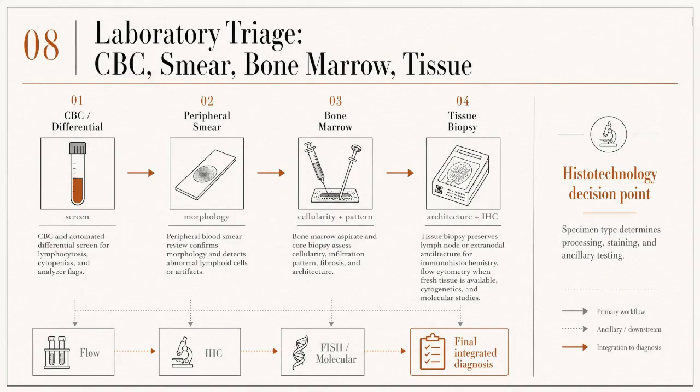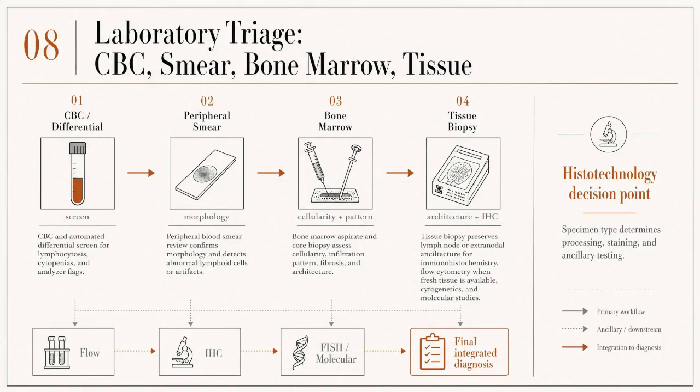For example, smudge cells, fragile lymphocytes disrupted during smear preparation, are characteristic of chronic lymphocytic leukemia but can be overrepresented if smearing technique is suboptimal. To mitigate this, albumin smears may be employed to stabilize cells and reduce artifact formation, underscoring the histotechnologist's role in specimen preparation.